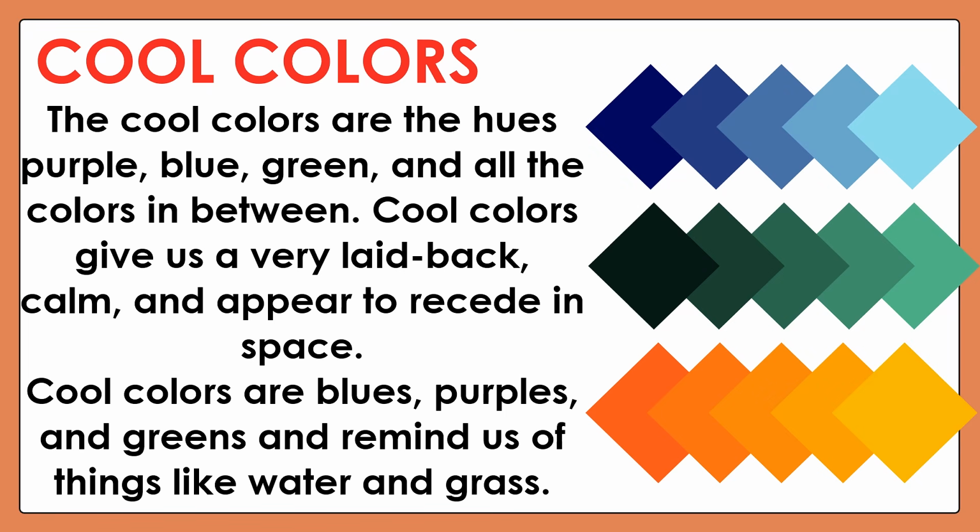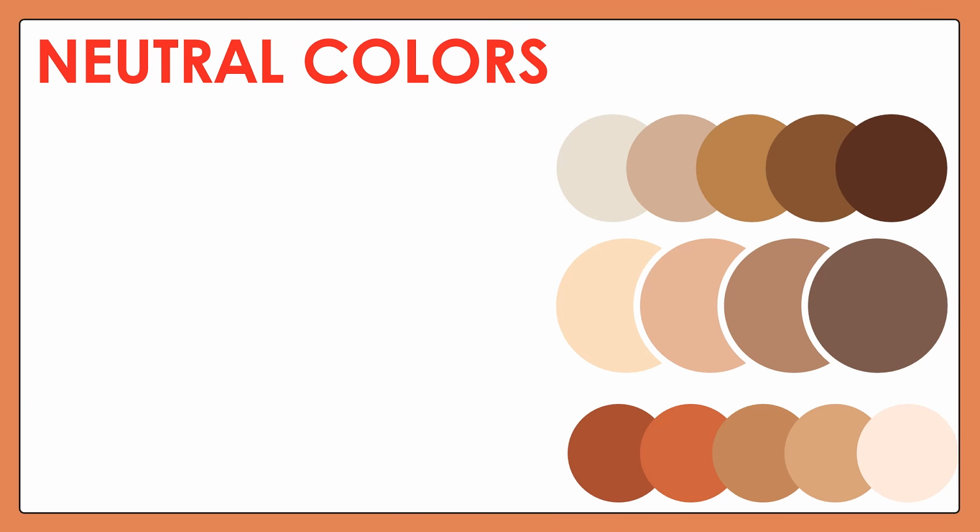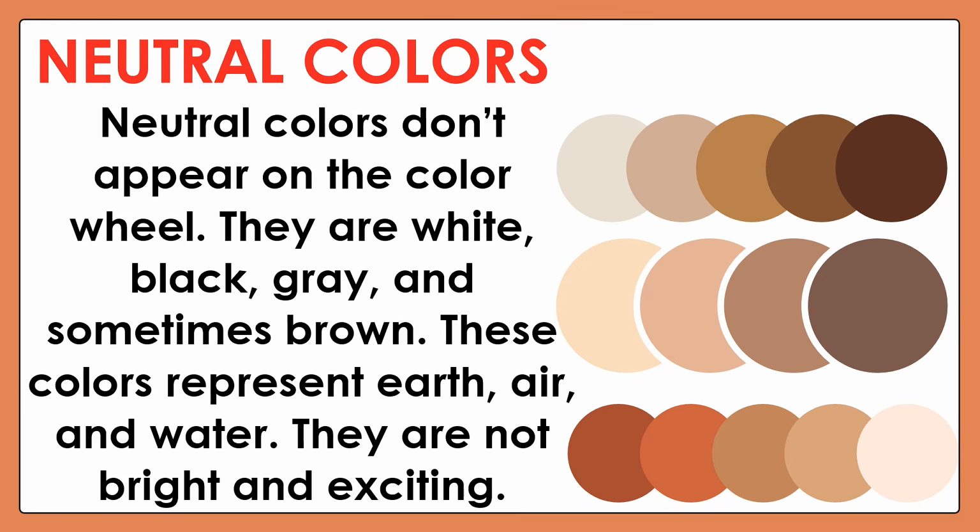The third one is neutral colors. Neutral colors don't appear on the color wheel. They are white, black, gray, and sometimes brown. These colors represent earth, air, and water. They are not bright and exciting.